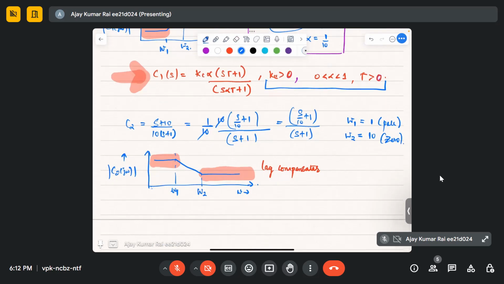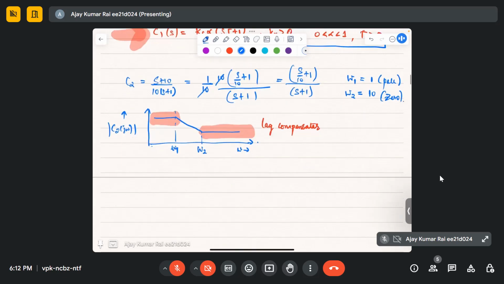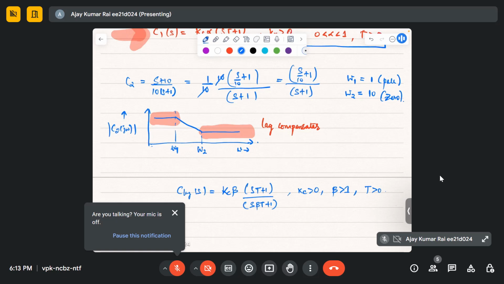Okay, so let me write the generic transfer function that we have studied for the lag compensator. So what was that? Kc beta, and this is beta greater than 1. And in this case, t was also greater than 0. I hope I'm writing it correctly.